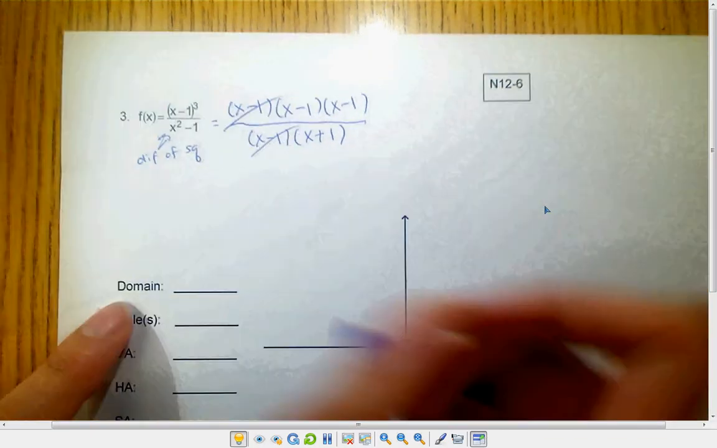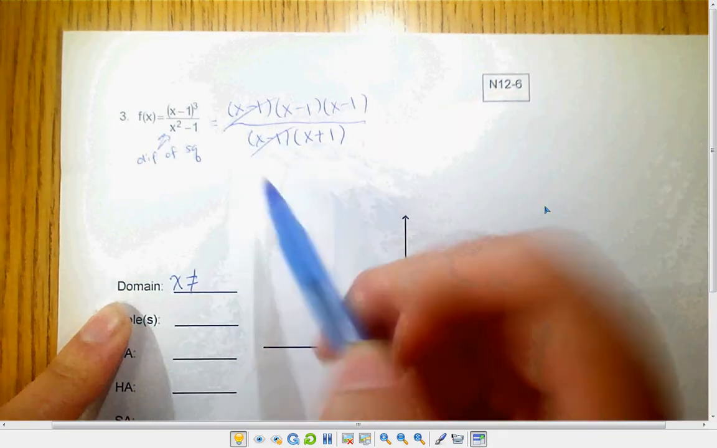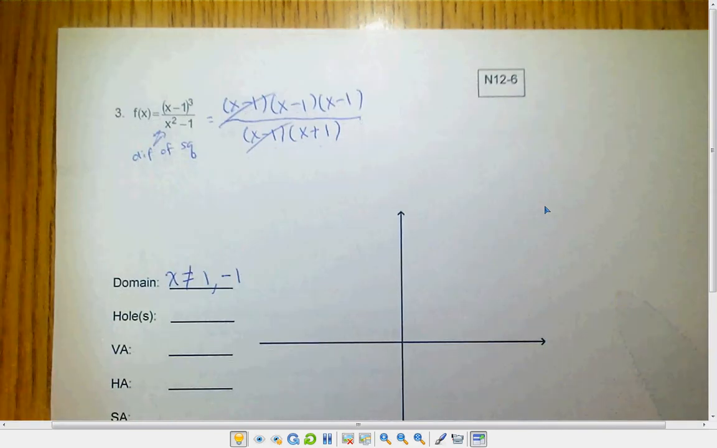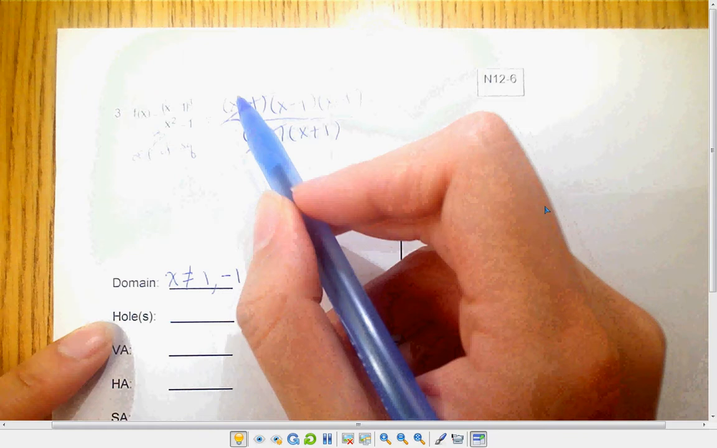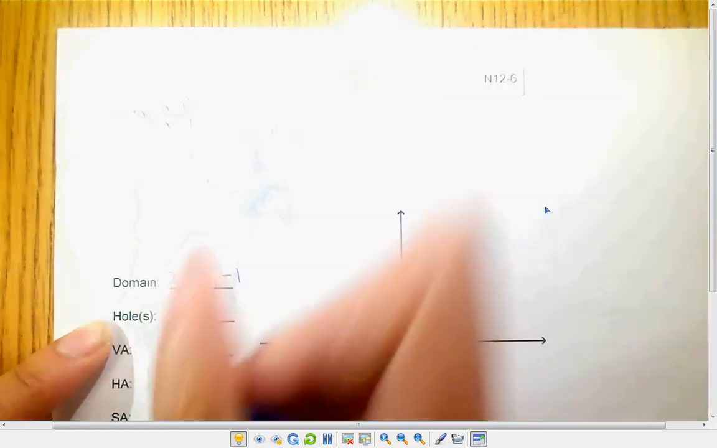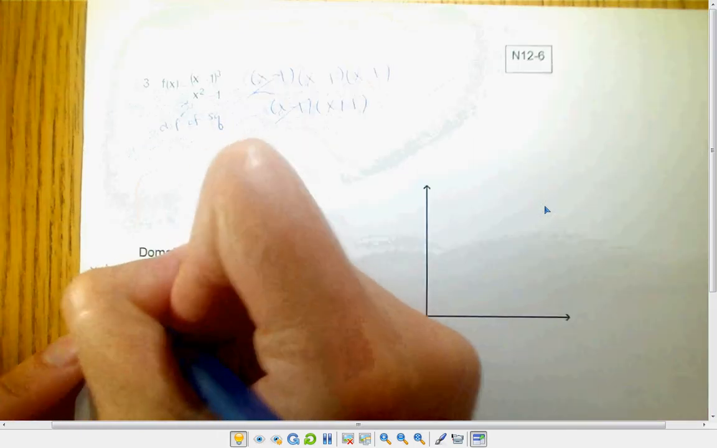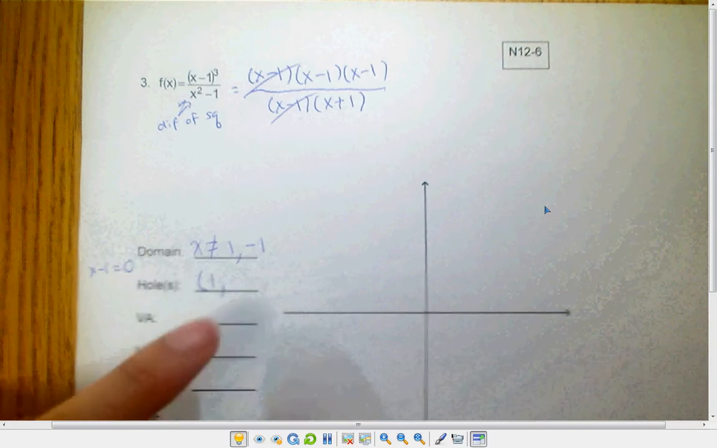So for my domain, x cannot equal, so the domain includes both of them. So I have 1 and negative 1. But one of these numbers is our hole because they can be canceled out. So the one that can cancel out is this x minus 1, which gives us our root of positive 1. Remember, this is the one that x minus 1 equals 0. So this gives us positive 1.